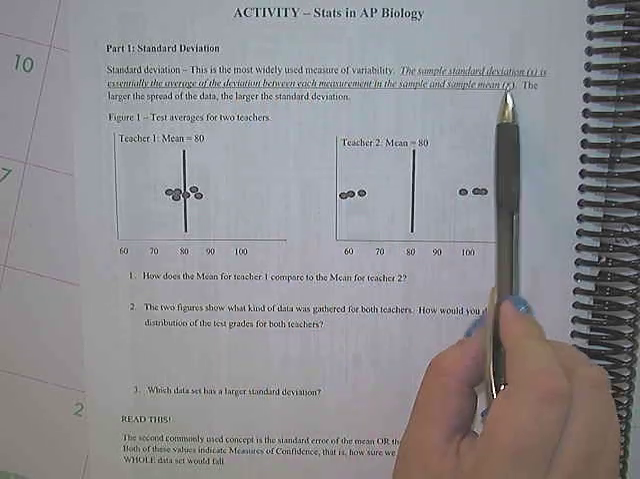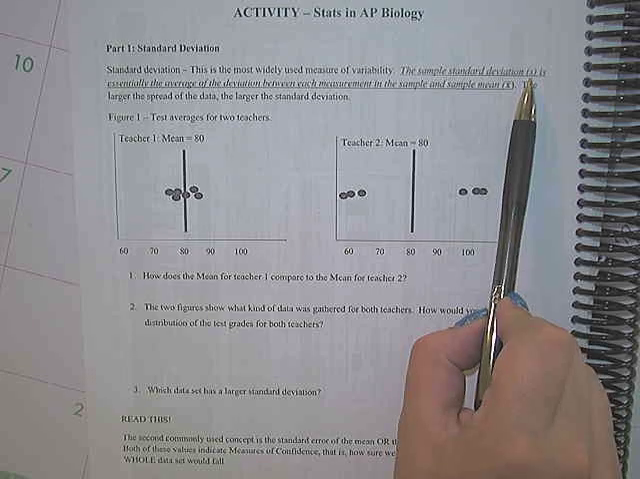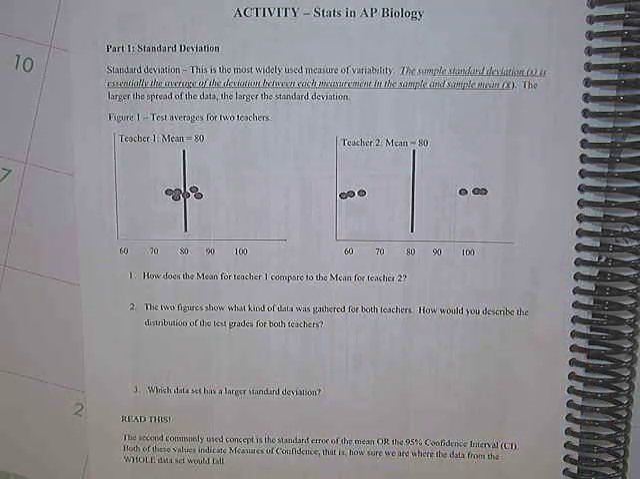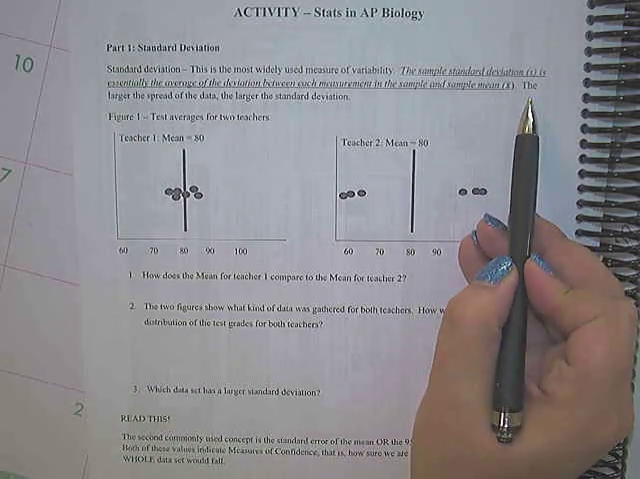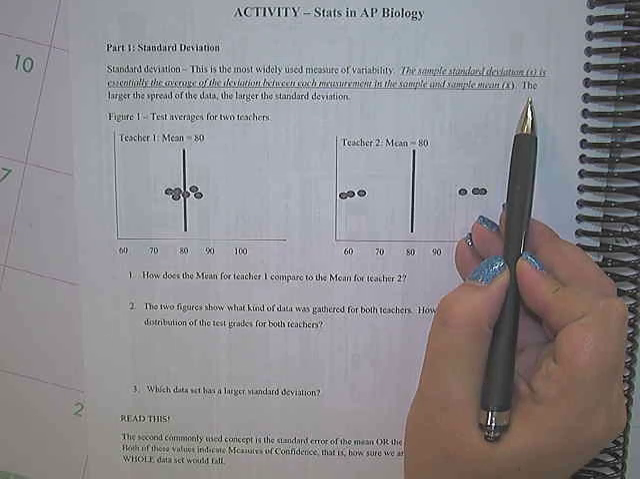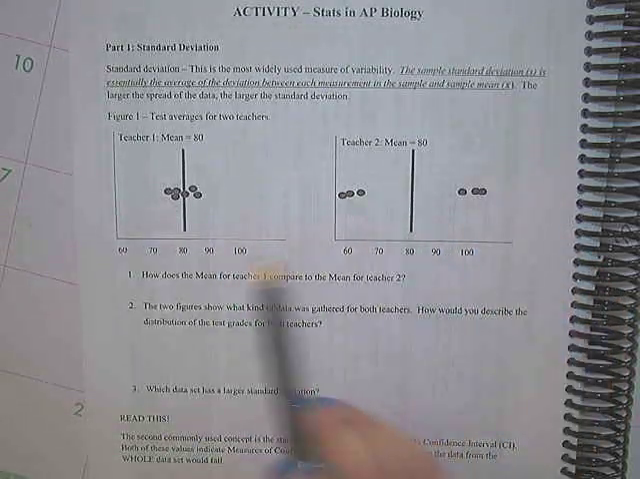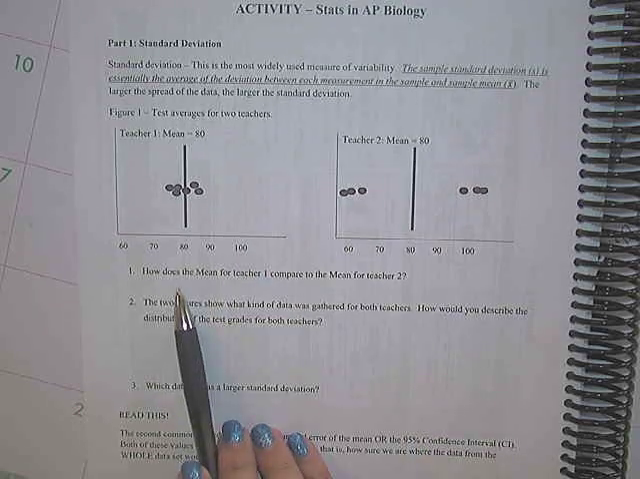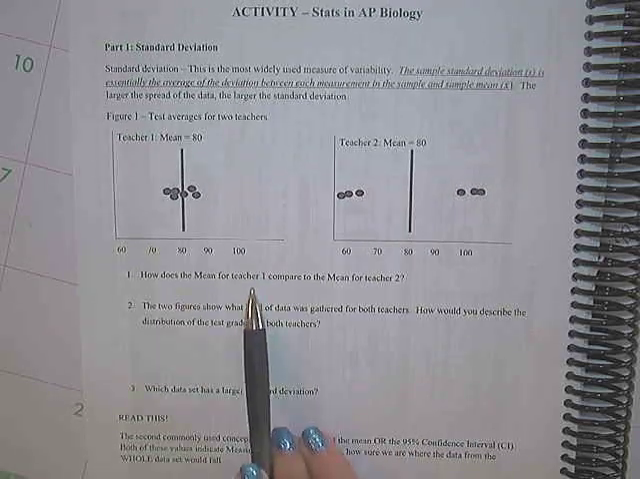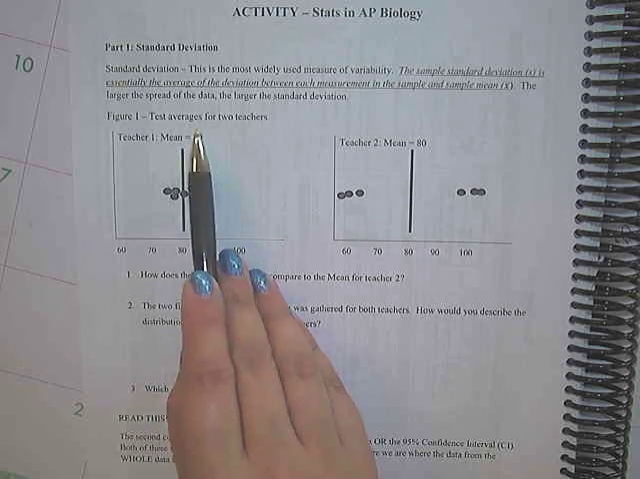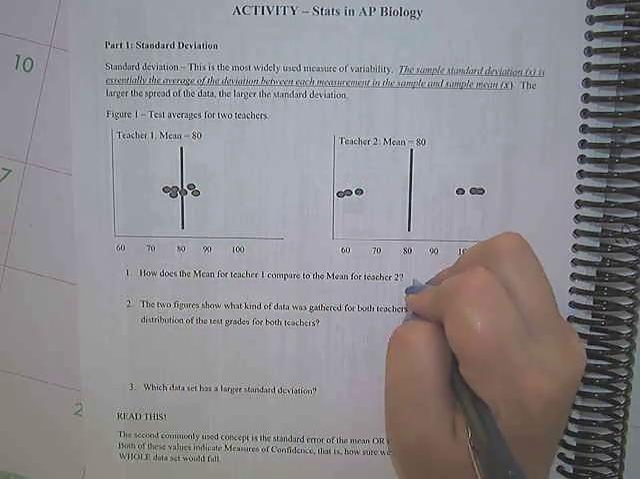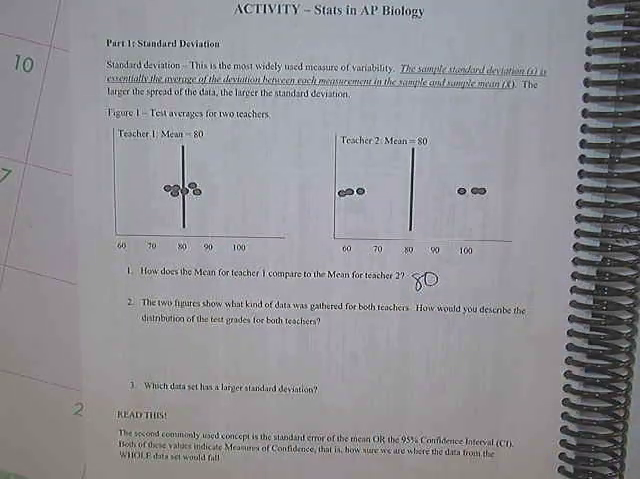The sample standard deviation, which is denoted by the letter S, is essentially the average of the deviation between each measurement in the sample and the sample mean. The larger the spread of the data, the larger the standard deviation. So you have two diagrams here of teacher test averages, and the first question is asking you, how does the mean compare for both teachers? When you look at the mean, you'll see that both of them had a test average of an 80.